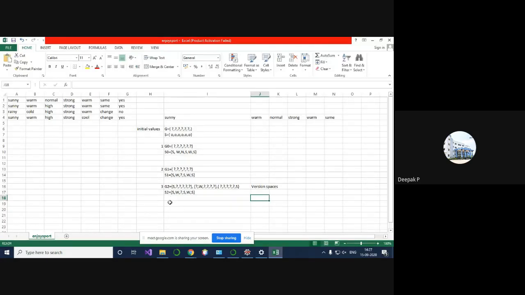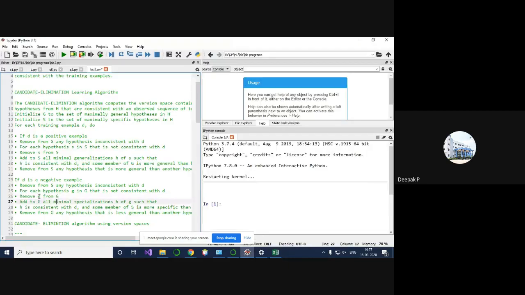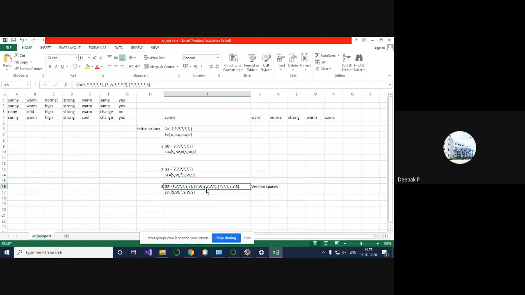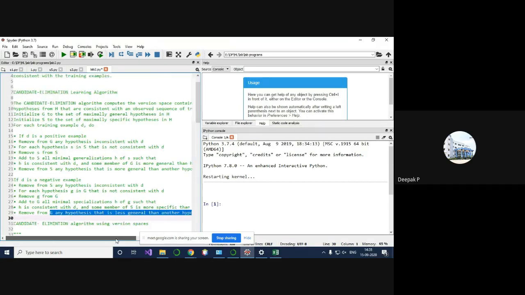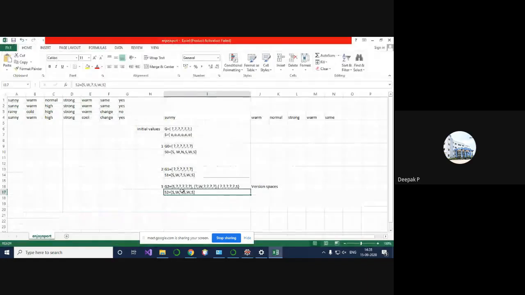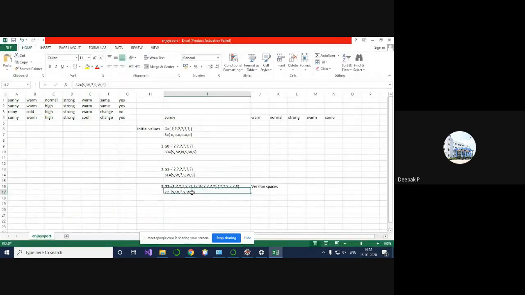Okay. So that is my positive instance. So I have removed the G from the general hypothesis and I have had all the minimal specializations of H such that H becomes consistent. Now this data is consistent compared to the earlier specific hypothesis. So no need to change anything. If there is any more specific, I should remove those general hypotheses which are less general. Right now there is no concept as the obtained hypotheses are more generalized compared to the specific hypothesis. No need to remove it.